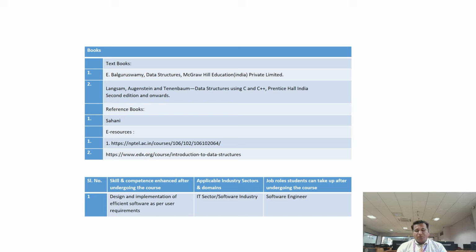From your placement point of view also, this subject plays an important role if you want to join the IT industry and all. So I request students to opt for this open elective offered by the Information Science Department. The course is Introduction to Data Structures. Thank you.